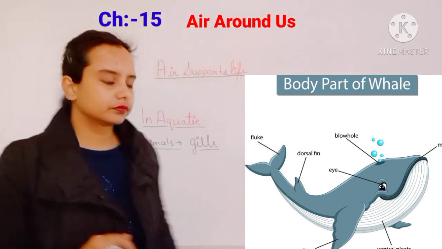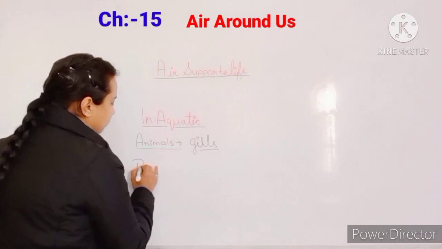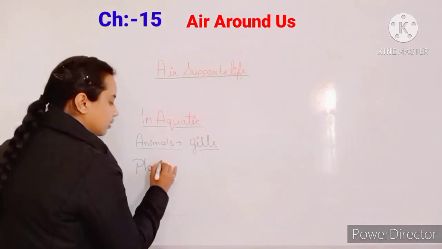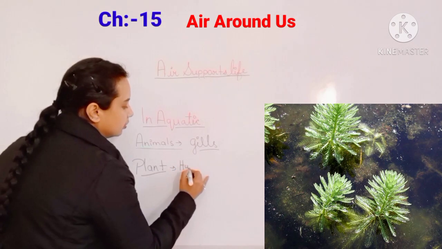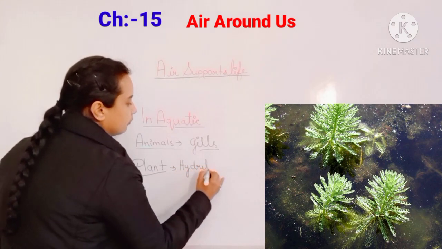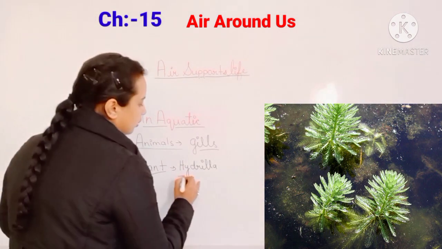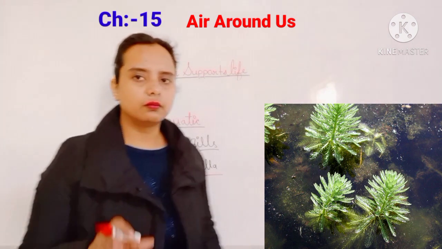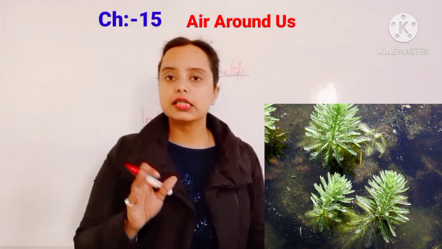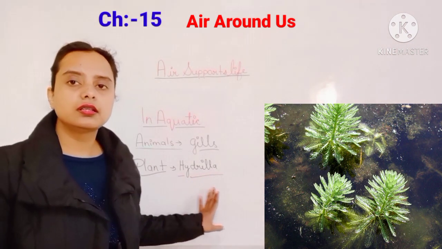Okay, so please remember this. Now when we talk about the aquatic plant, hydrilla is an example of an aquatic plant. The oxygen which is present in the water in the dissolved form is used by the hydrilla through its stomata.